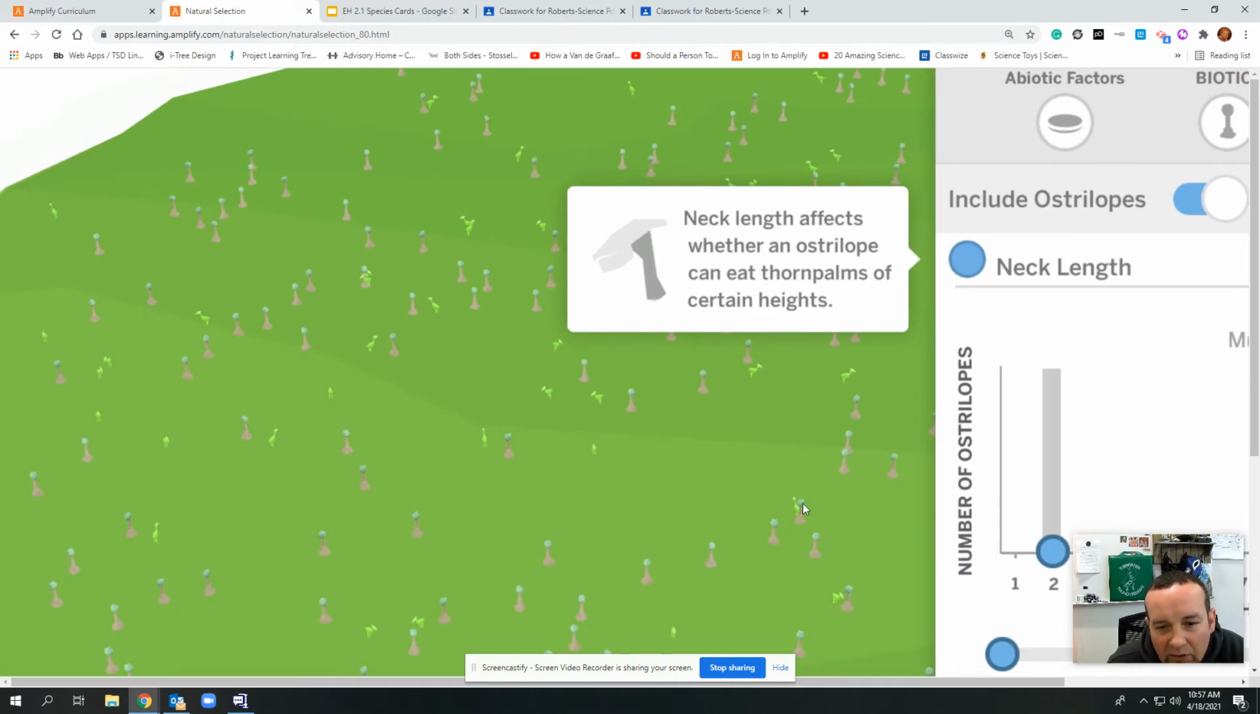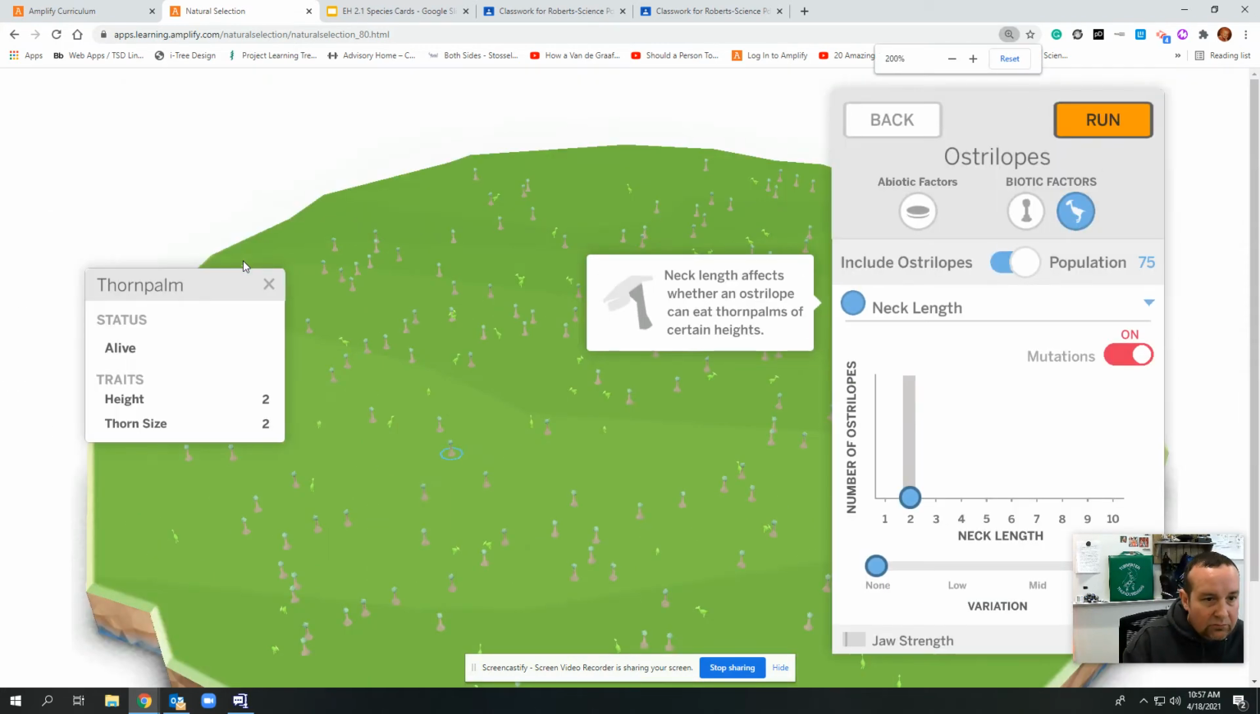So these are our little critters running around. These are our australopes. And these other little guys, those are our thorn palms. And let's see, here's its height, it's alive. Let's click on this. This one's looking for food, its neck length is 2.